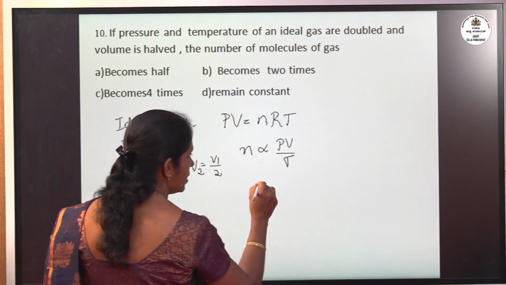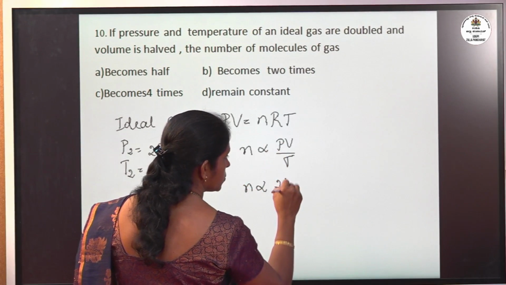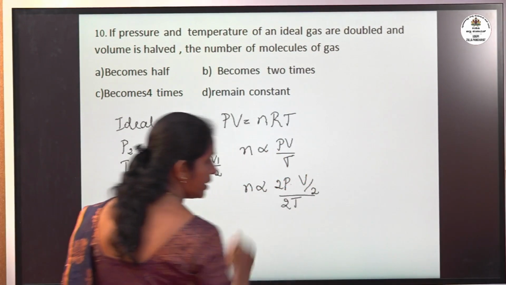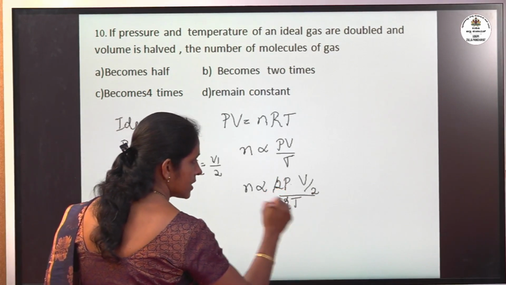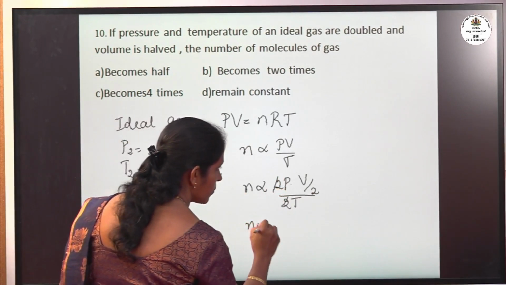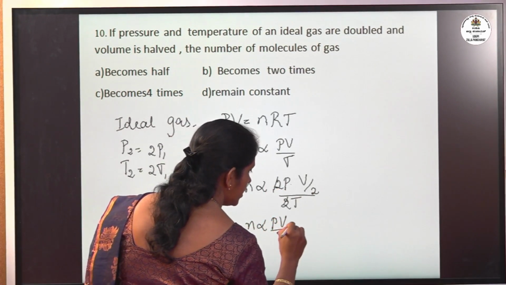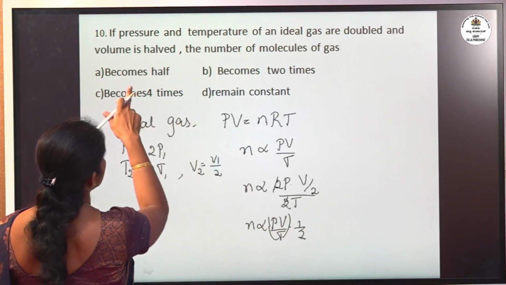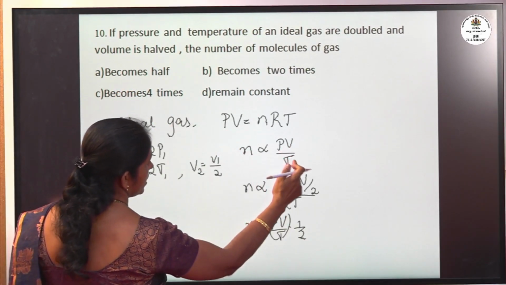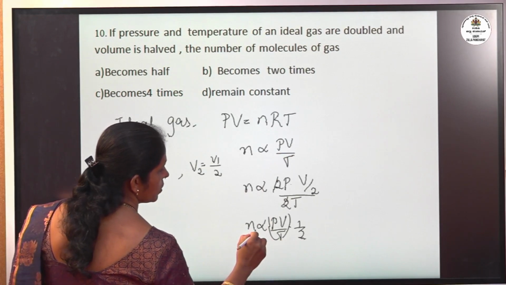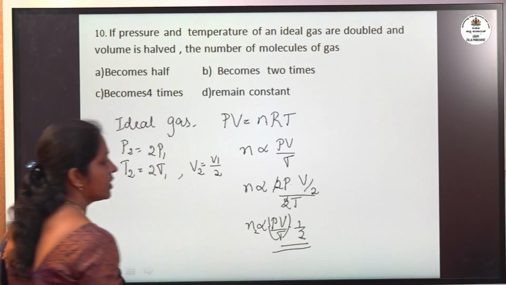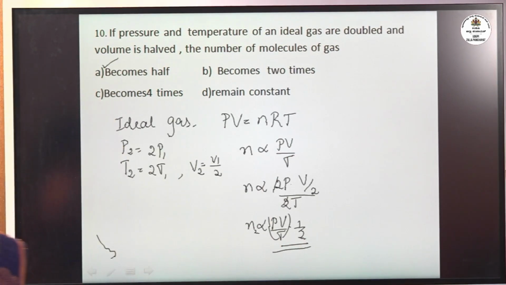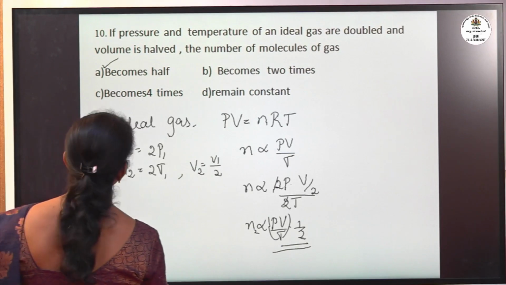As pressure is doubled, N is proportional to 2P, volume is halved, temperature is also doubled. 2 cancels, N is proportional to PV by T into half, or PV by T is initial condition, new number of moles is half of initial condition, it becomes half.